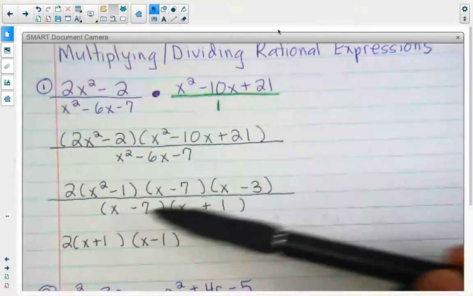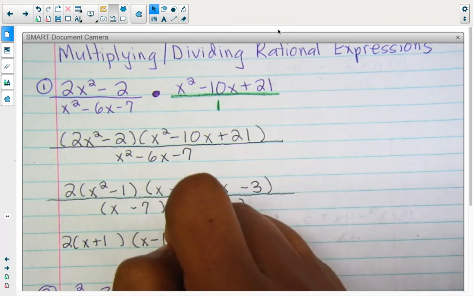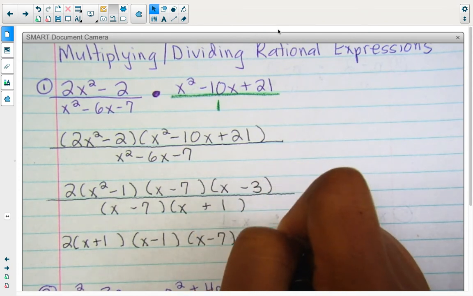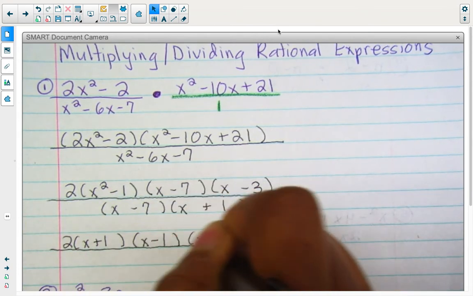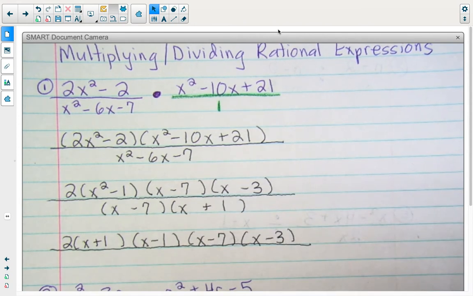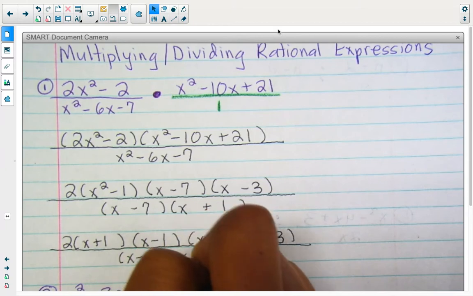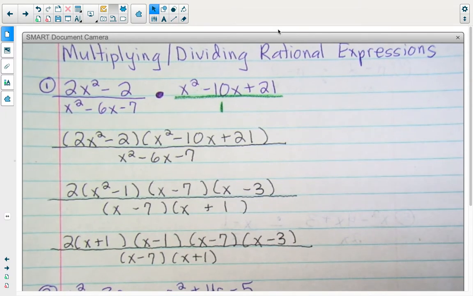Everything else, I'm just going to recopy. So everything else, I am recopying this one, recopying this one. I'll draw my line, and I'm going to recopy the denominator. So recopy and recopy. So what we did was factor.